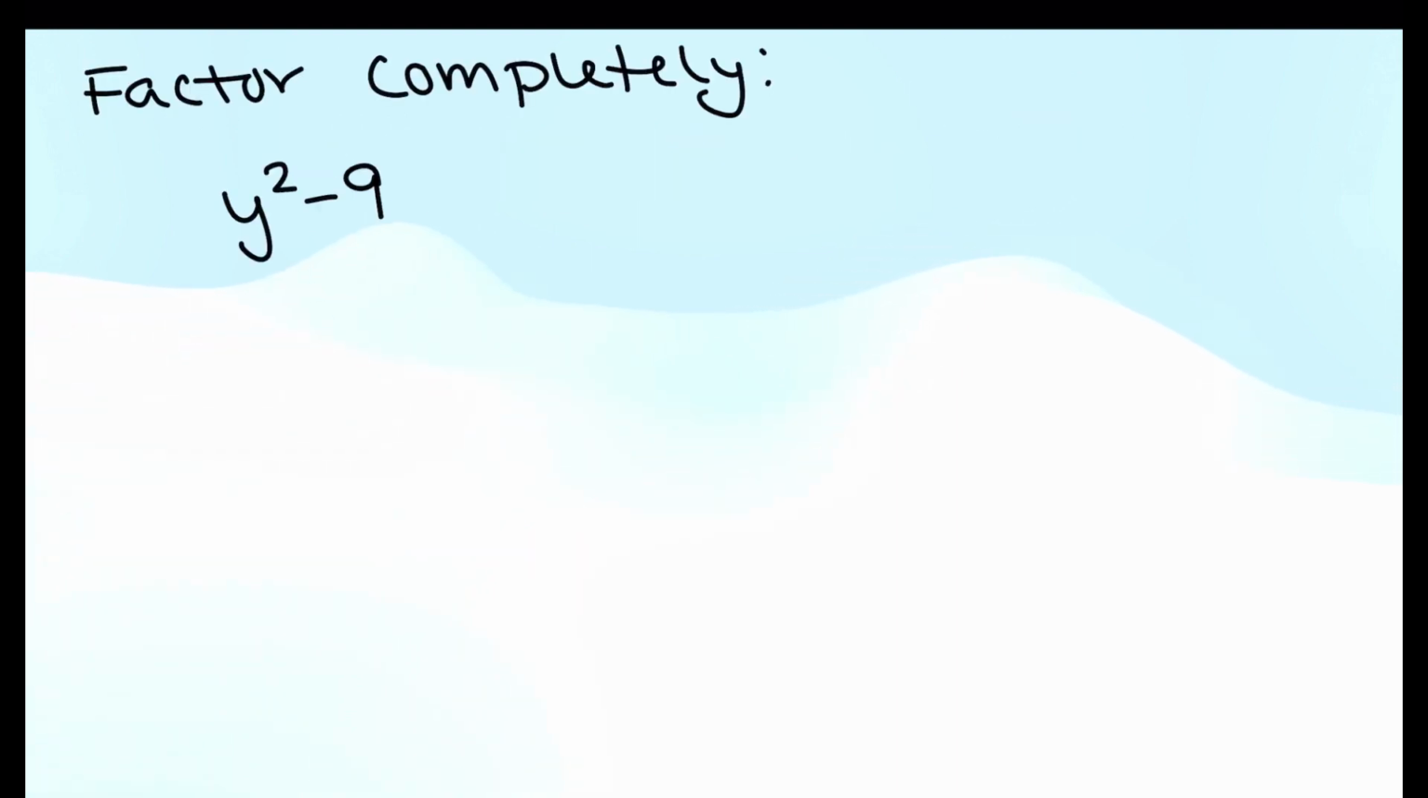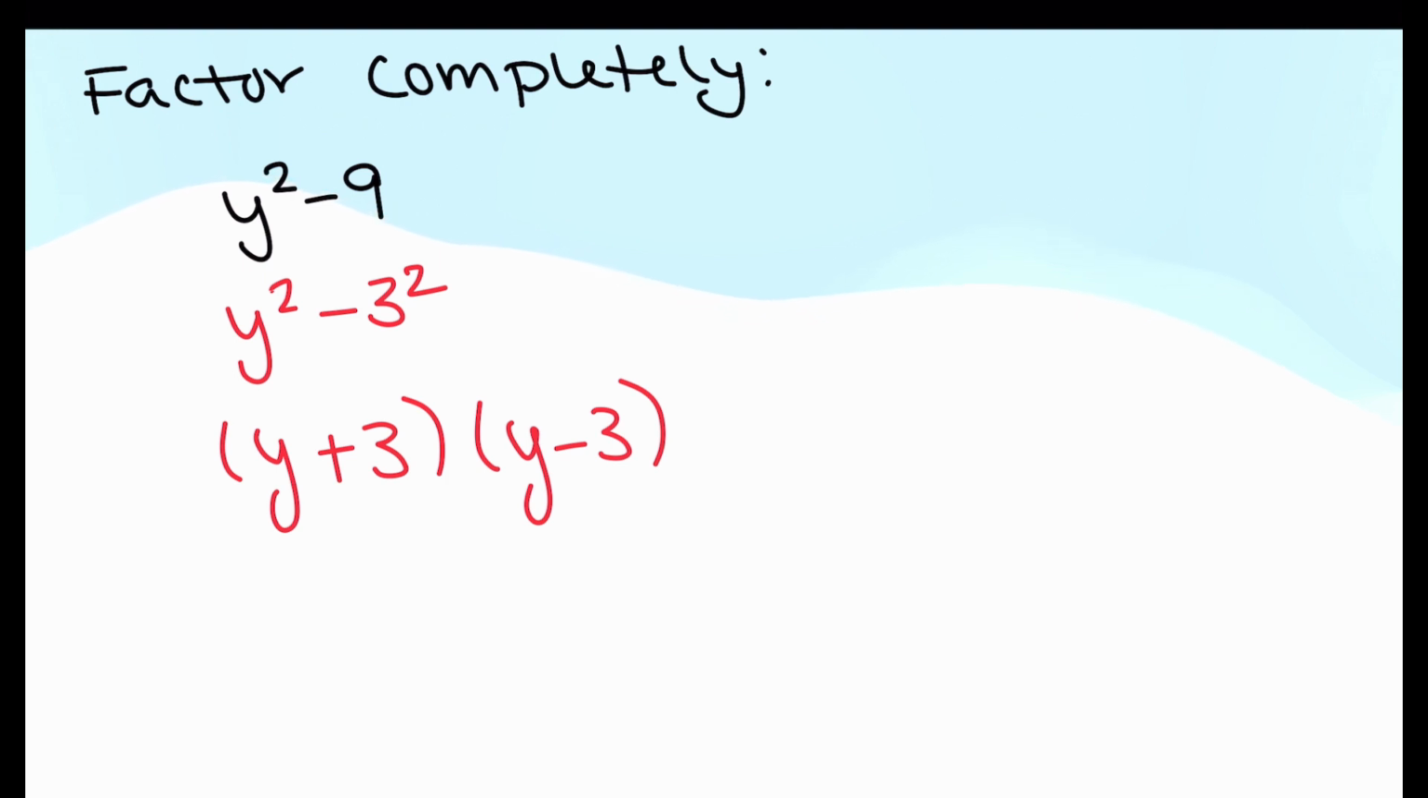So here's an example. Factor y squared minus 9. This is a difference of perfect squares. We have y squared minus 3 squared. So using our pattern, we can factor this as y plus 3, y minus 3. If we wanted to check our work, we could FOIL this out, and we will get what we started with.